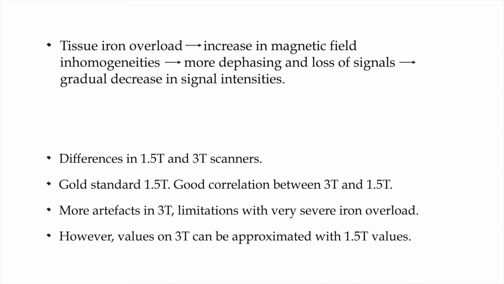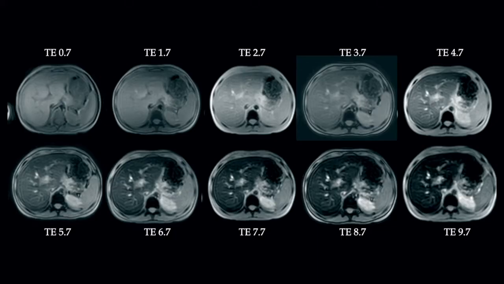So on 3 Tesla, when very severe iron overload is present, there are some limitations. So the first preference for iron overload assessment is 1.5 Tesla machines. However, the 3T machines are also very good and the values correlate very well with the 1.5 T.